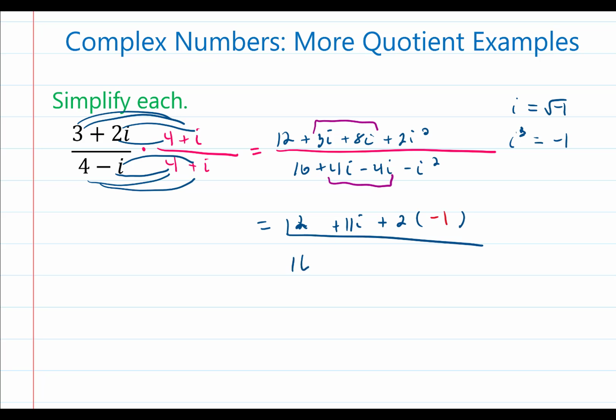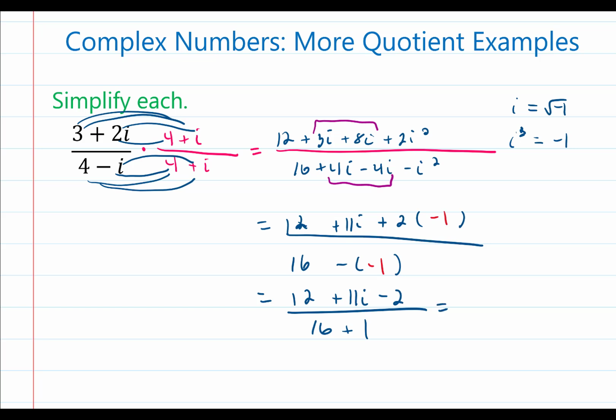Our denominator will be 16, and you see here the 4i and the negative 4i cancel each other out. So we have minus i squared, but again, we're going to take out the i squared and replace it with the value of negative 1. We are now going to continue to simplify. So we have 12 plus 11i. 2 times negative 1 is negative 2. And then 16, and then we have a double negative becoming plus 1.